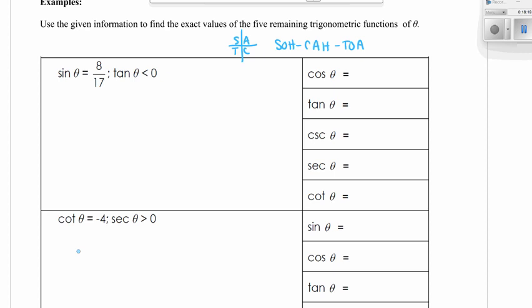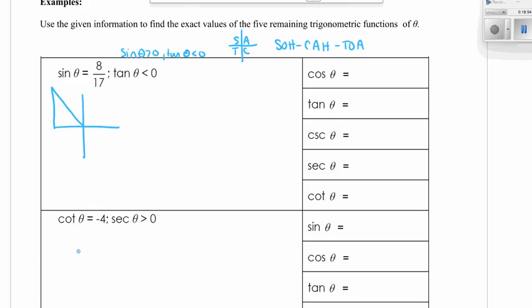So for this first one, we have the sine of theta equals 8 over 17, which is positive, and tangent is less than 0. So we have to think about where sine is positive, in quadrants 1 and 2, but where is the tangent less than 0? The tangent is positive in quadrants 1 and 3. So what satisfies the sine of the angle being greater than 0, but the tangent being less than 0? We know that we would have to be in quadrant 2. So I'm going to draw my triangle in quadrant 2.